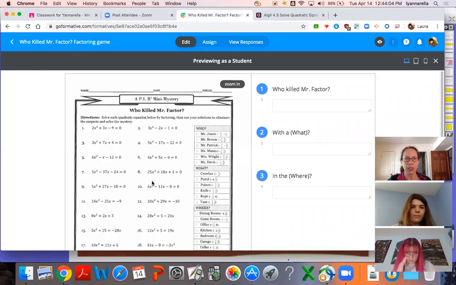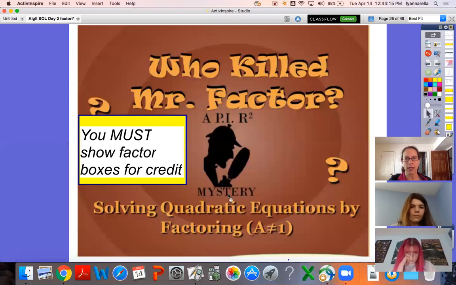It's got the worksheet. You have to solve 10 of these using factor boxes and 10 using Desmos. You can choose any 10 you want. And then it'll ask you who killed Mr. Factor with what in the where. And so here's how that game goes.